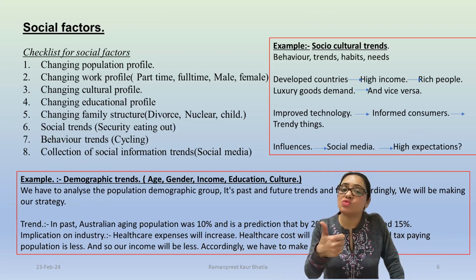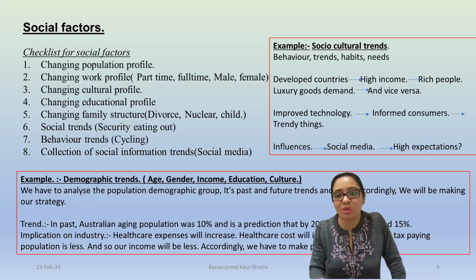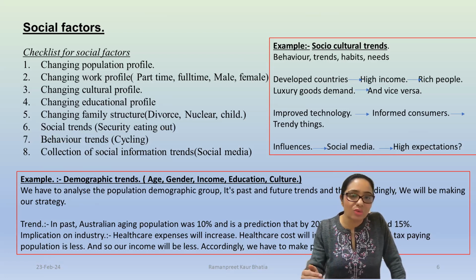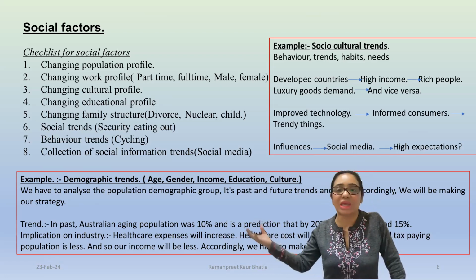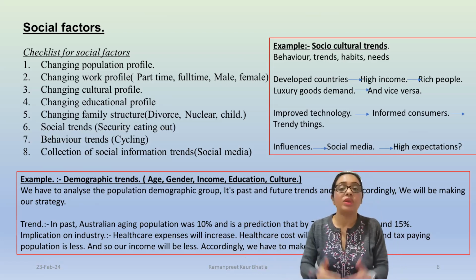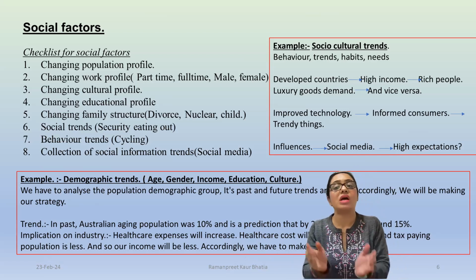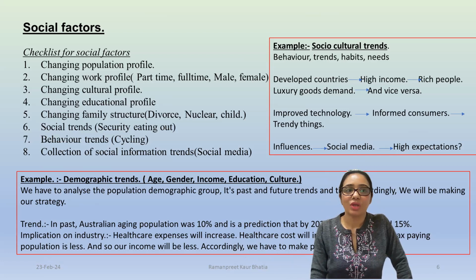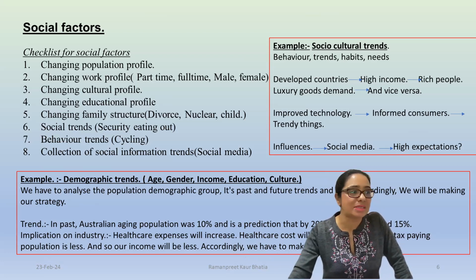Again, we'll just repeat the purpose of doing STEEPLE analysis. These factors are beyond our control. We are analyzing, we are checking the past trends, we are checking how these past trends have brought the organization to its present state, and how we are going to make a prediction for the future. And based on that, we'll be making our strategy, right? So these are the social factors.